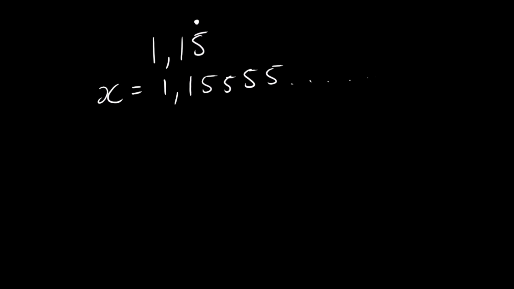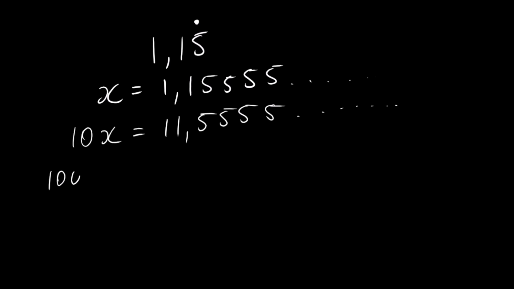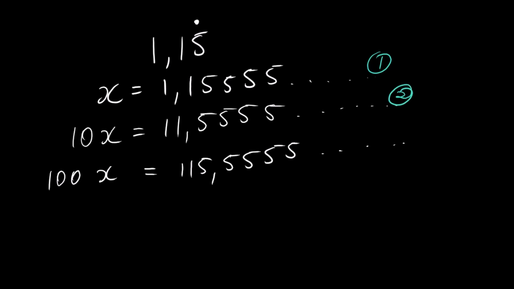So we do it like the previous question. We multiply by 10. Recurring. From there we go to our original equation. We multiply by 100. Then from here, it's equation 3 minus equation 2.